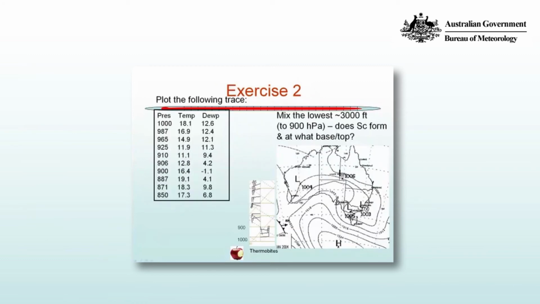Here's another exercise. Again, plot the following trace on a skew-T log P and mix the lowest 3,000 feet, that is to 900 hectopascals. Does stratocumulus form? At what base and what top? Stop the video now, plot this trace and answer the questions.